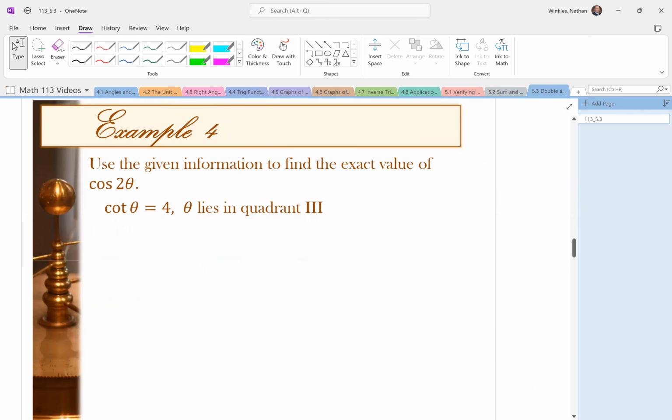So we're told use the given information to find the exact value of cosine of 2 theta, given that cotangent of theta is in the third quadrant. So basically we know that tangent of theta is equal to 1/4. So that's what this means, is that tangent of theta is equal to 1/4. So tangent of theta is -1, -4, which means that my hypotenuse here is going to give me 17.